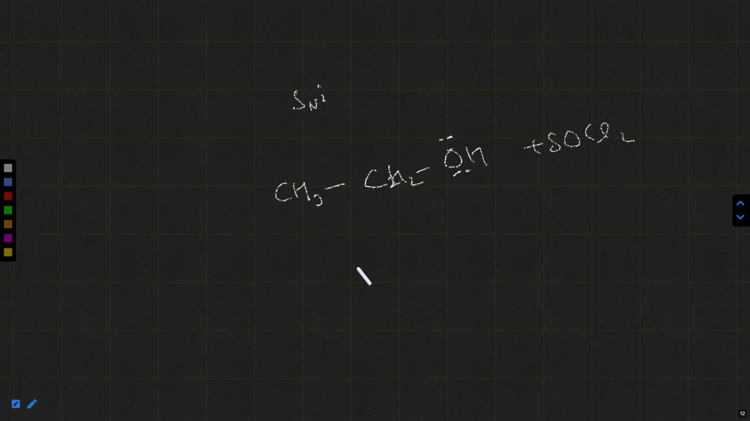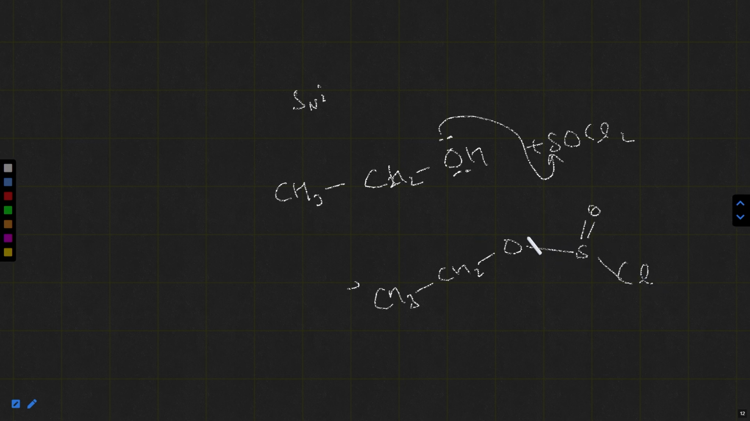What happens in this reaction? First the O will attack the S, and one of the Cl will be given out. You get this kind of intermediate. Now you are kicking out this Cl minus. Now this Cl minus will attack here, and this would lead to this thing.